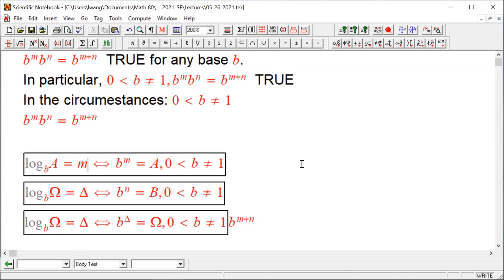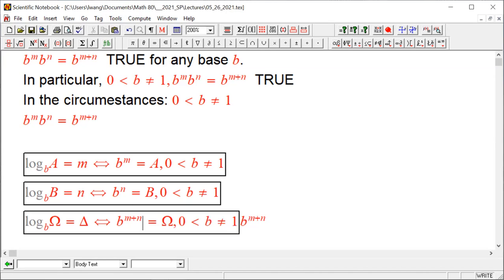Right? The triangle is m. In the b to the power n case, I make it a capital B, but this is a triangle n, and omega is a capital B. Right? In the case of b to the power m plus n, the triangle is what? It's m plus n. So here, this is going to be m plus n.